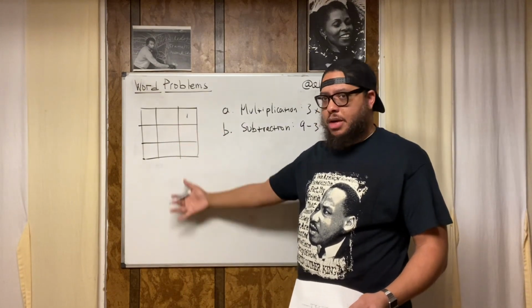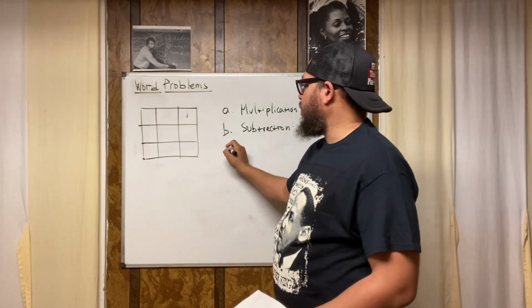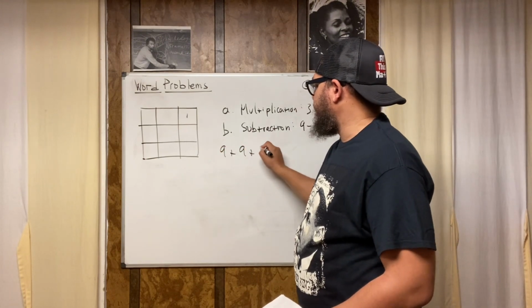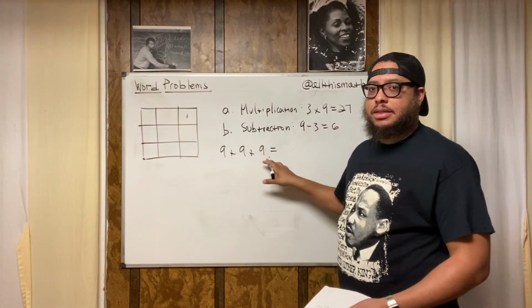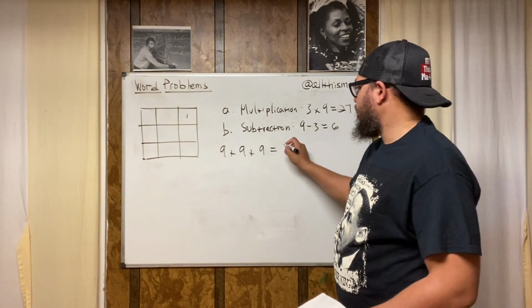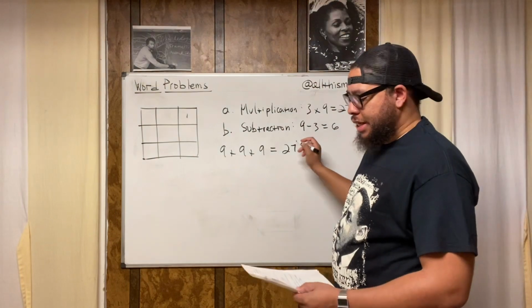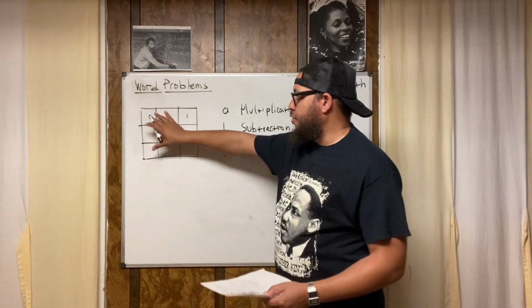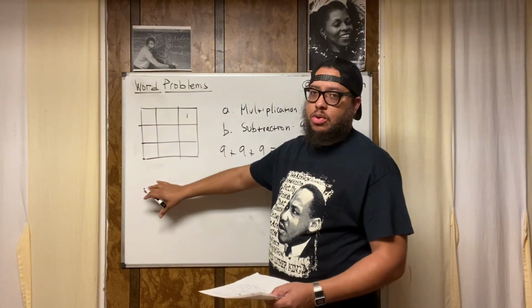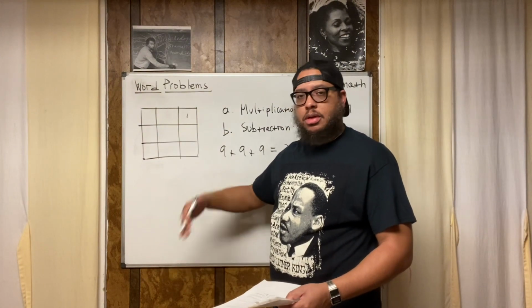9 plus another 9 plus another 9. So one way to find the answer would be 9 plus 9 plus 9. And what is 9 plus 9? 18. What's 18 plus 9? 27. So 27 is the answer. That's how many cloth squares he'll need to buy. He needs 27 of them, because he needs 9 for the first quilt, 9 for the second quilt, and 9 for the third quilt. 9 plus 9 plus 9.